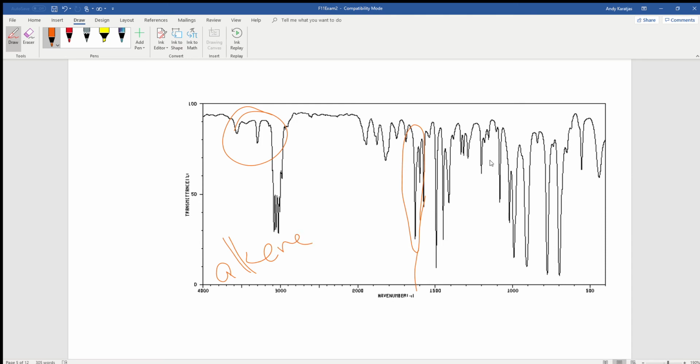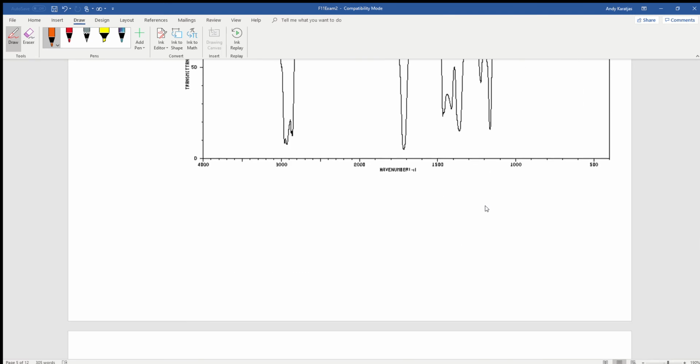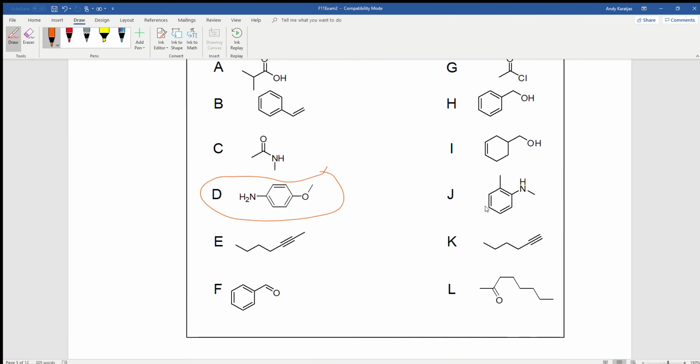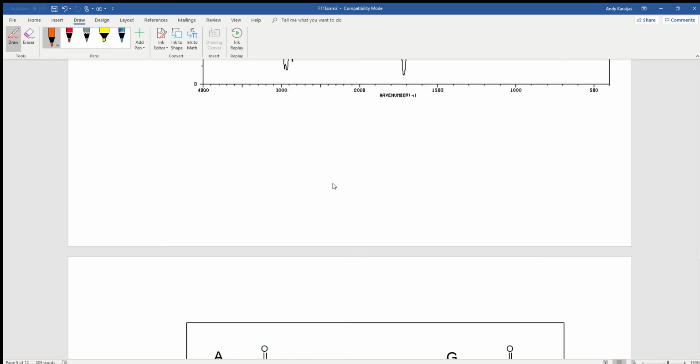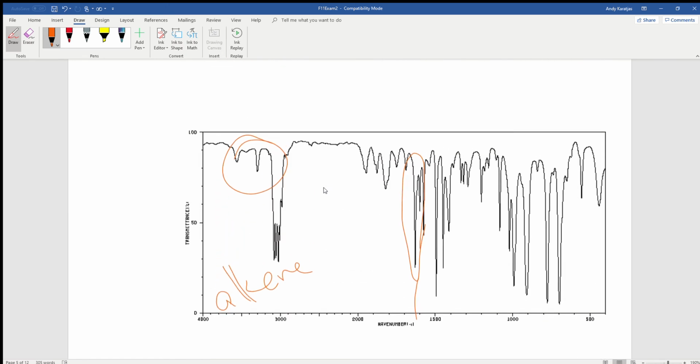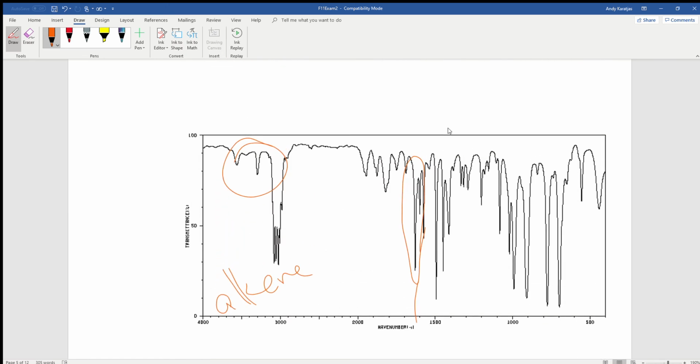So again, let's scroll down to our possible compounds. And where do we find alkenes? Well, we find an alkene here in B, and we also find an alkene in compound I. Compound I also has an alcohol. And if we go back to our spectrum here, we can see that there's clearly no alcohol in this compound, leaving us with B as our only possible answer.